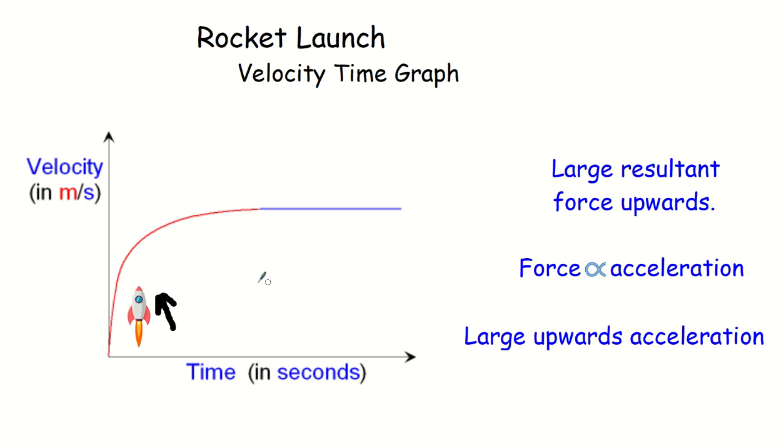Okay, now what's going to be the magnitude of the acceleration? Well, acceleration is proportional to force, so the greater the upwards force, the greater the initial acceleration is going to be. Okay, so we have a large upwards acceleration at first. Now on the velocity time graph, we can see this. We have this large upwards acceleration here at this point.